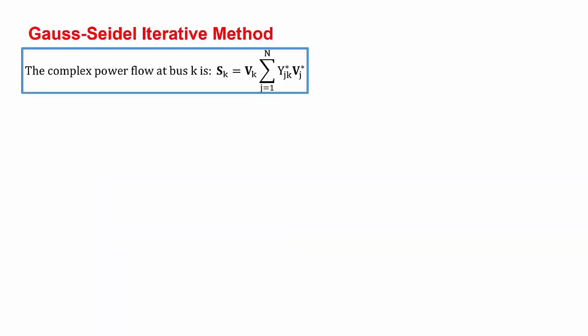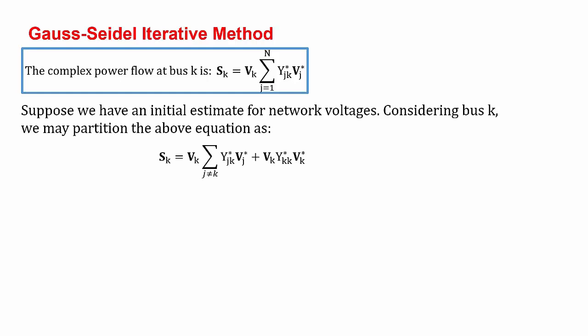Now back to this equation, and we're going to solve it for one case using the Gauss-Seidel iterative method. Why an iterative method? Because the equation is nonlinear. We look at the bus K, and for bus K, suppose we have an estimate for all the voltages of the network. We can partition this equation into this form, taking the bus K calculation out and putting it there, separating it from this term that does not include Vk, the voltage of bus K.